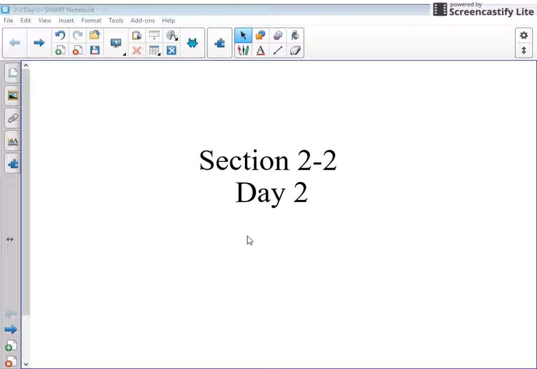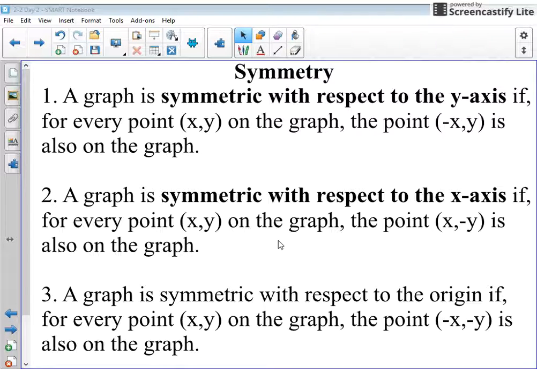Hello and welcome to section 2-2, day 2. We're going to be talking, or I'm going to be talking about symmetry and the three different types of symmetry that we're going to be studying here.